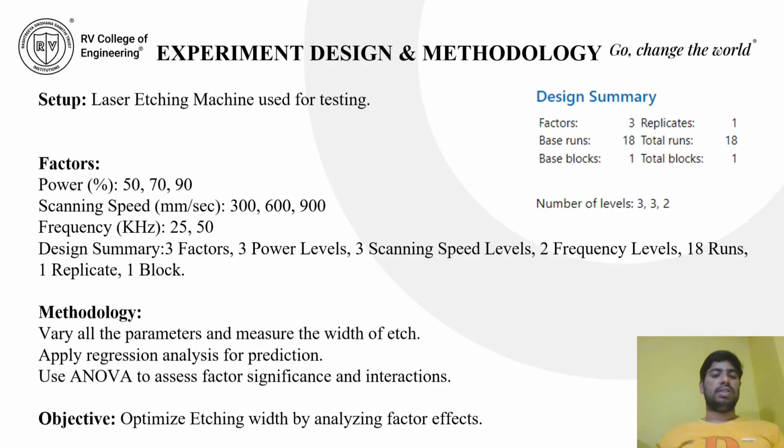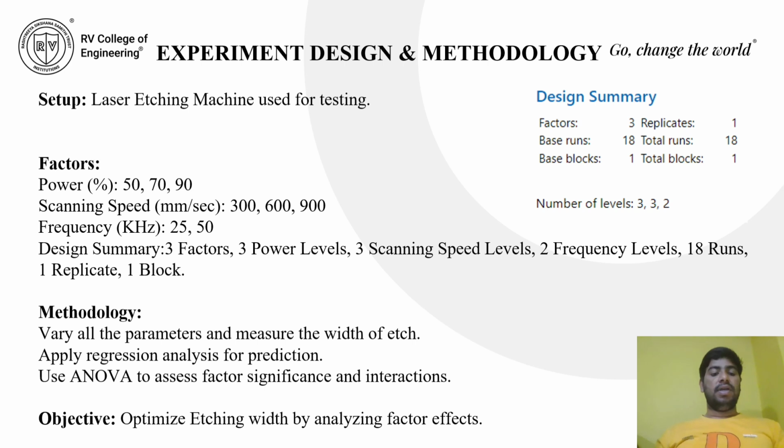Experimental design and methodology. The setup used for this is a laser etching machine. The factors considered are power, scanning speed, and frequency. Power has three levels: 50%, 70%, and 90%. Scanning speed also has three levels: 300 mm per second, 600 mm per second, and 900 mm per second. Frequency has two levels, which are 25 kHz and 50 kHz. So the design summary is three factors, three power levels, three scanning speed levels, two frequency levels, 18 runs, one replicate, and one block.